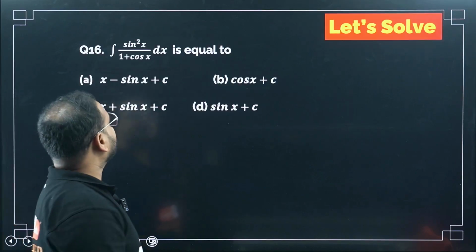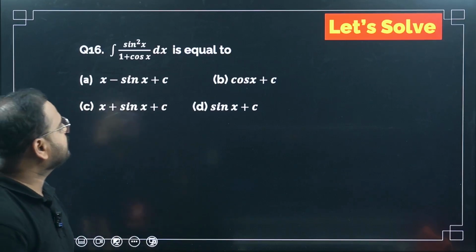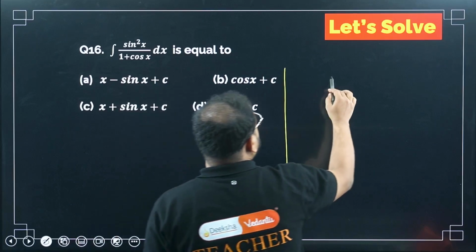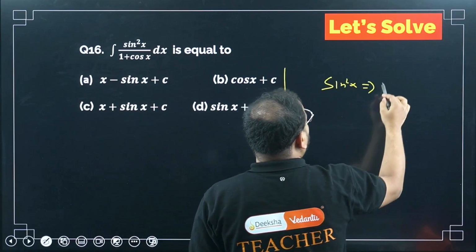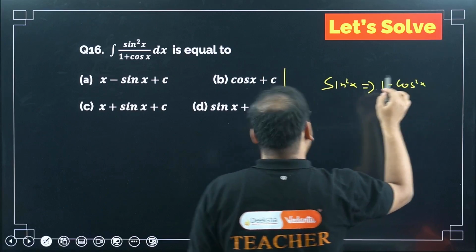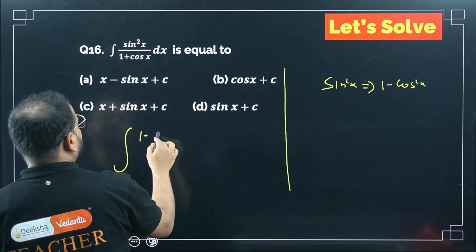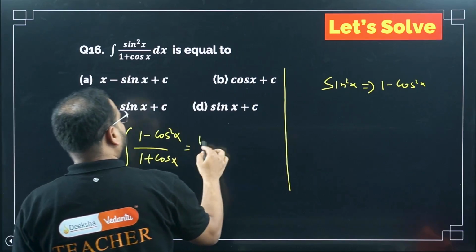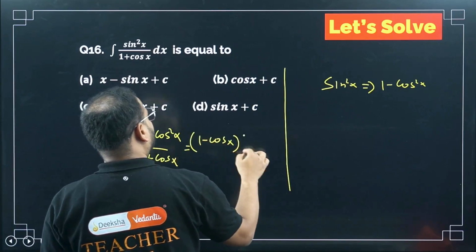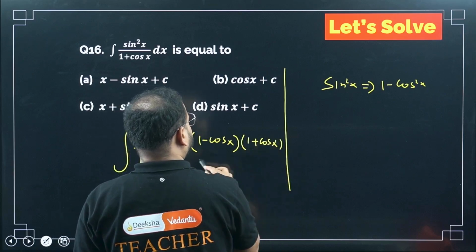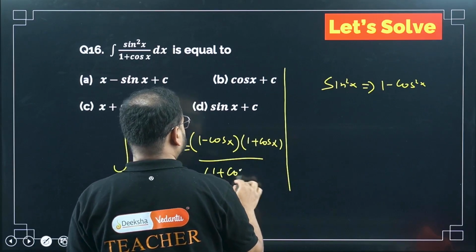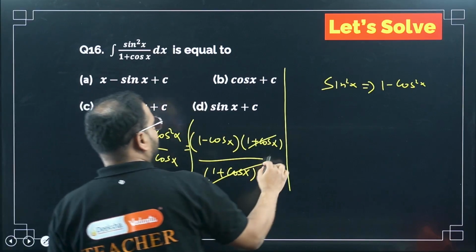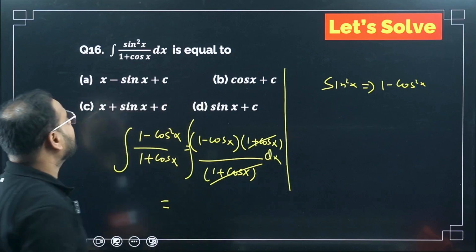16th. Sin square x upon 1 plus cos x is equal to what? This is a very simple question. Very simple, sir. Write this: sin square x can be written as what? 1 minus cos square x, or not? Yes? Right here, integration of 1 minus cos square x upon 1 plus cos x. How much is that? 1 minus cos x times 1 plus cos x, or not? And 1 plus cos x is also there. Cancel this. This is under integration with dx.